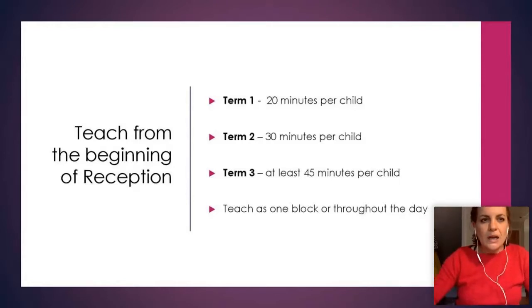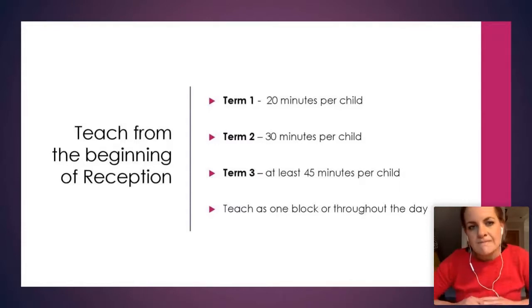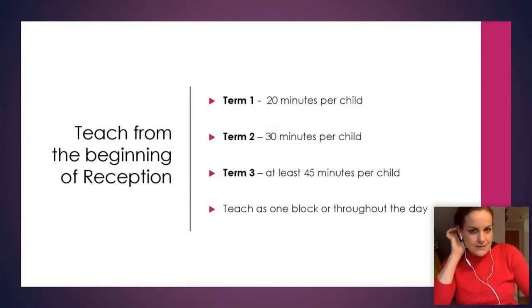But the more we can increase those repetitions and that frequency, the more we're going to create automaticity so that they can read that code, they can crack that code, and then begin to access other areas of the curriculum.